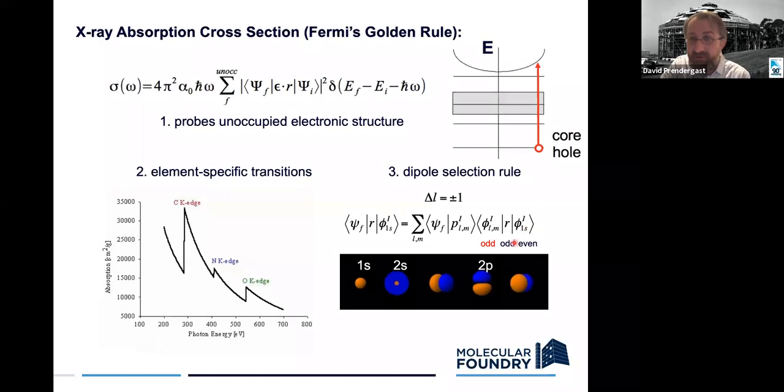So if you want to think about it mathematically, since the dipole operator is an odd function, R changes sign as you move through the origin, then if you excite from an even function, you can only excite into an odd function. And so the dipole selection rule tells us that the angular momentum value can change by ±1. So for K-edge excitations, for 1s orbitals, we can excite into p character in the available unoccupied states.